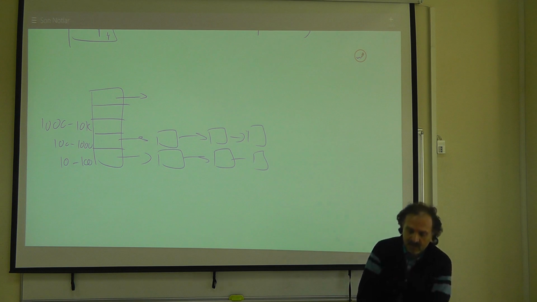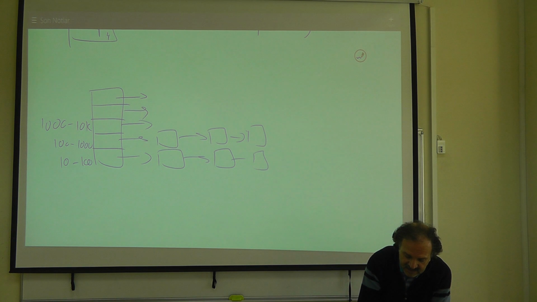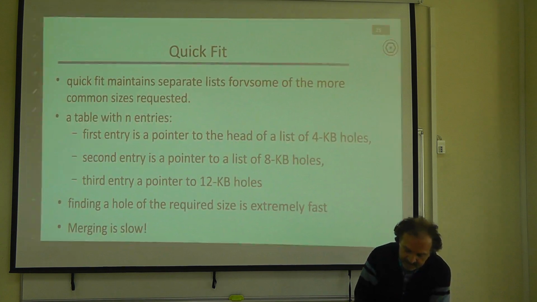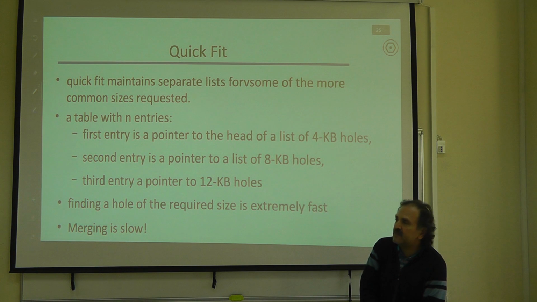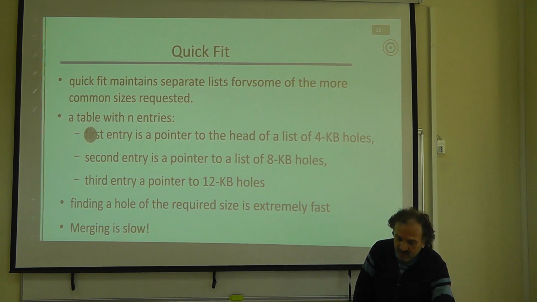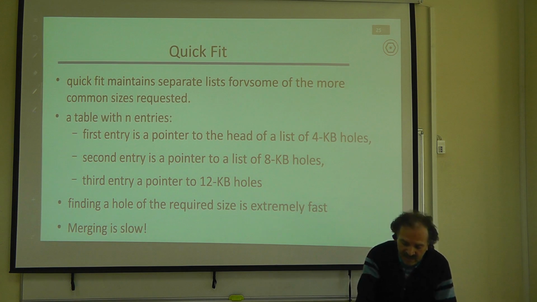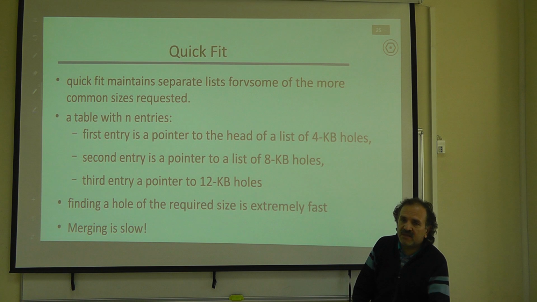Okay, so at each linked list you have similar sized holes, and they are ordered by the hole size. The first entry is a pointer to the head of the list with 4 kilobyte holes, then 8 kilobytes, then 12 kilobytes. So when you need new memory, all you need to do is find the suitable linked list and maybe pick the first one or maybe pick the best one. So it makes finding your available hole very, very fast.